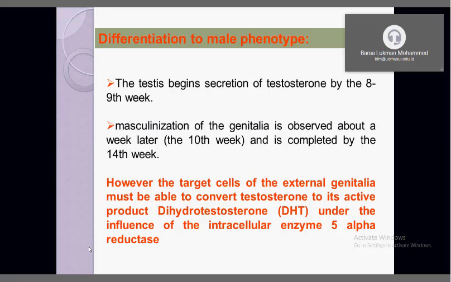As we said, the effect of testosterone on the external genitalia requires its conversion to the more active substance, dihydrotestosterone, by the enzyme 5-alpha reductase. The testis begins to secrete testosterone by 8 to 9 weeks of development. The masculinization of the genitalia is observed about a week later, at 10 weeks, and completed by 14 weeks.